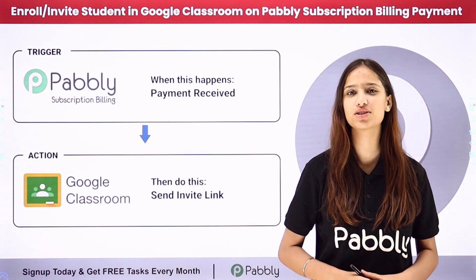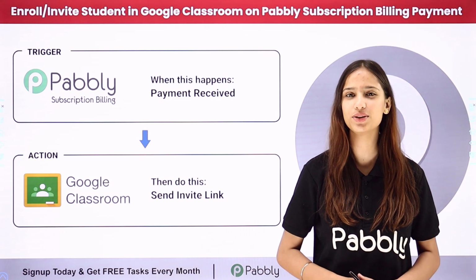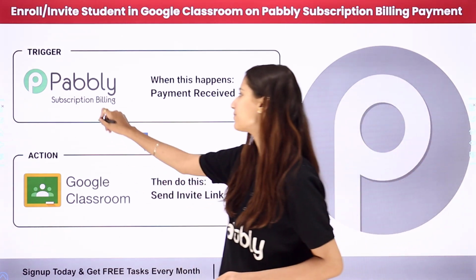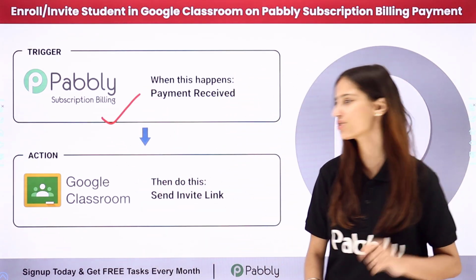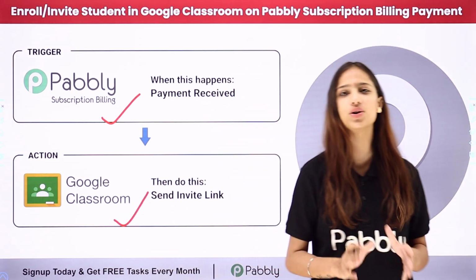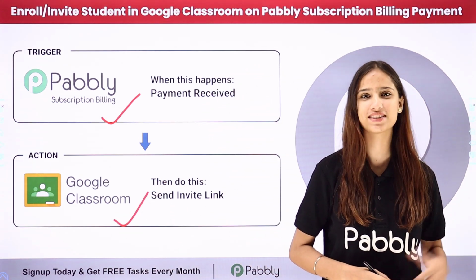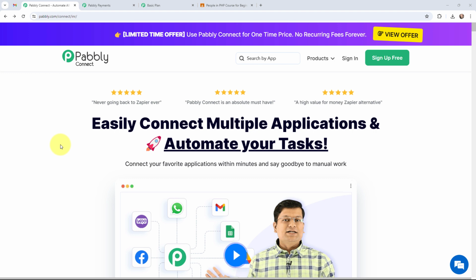Pabbly Connect follows the concept of trigger and action. So here, my trigger application will be Pabbly subscription billing and my action application will be Google Classroom. If you want to learn more about this, follow me through the screen. In this video, we will understand how to send Google Classroom invitation on successful Pabbly subscription billing payment.